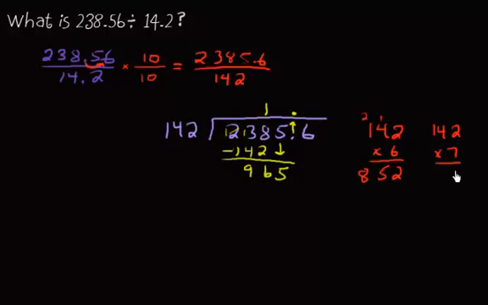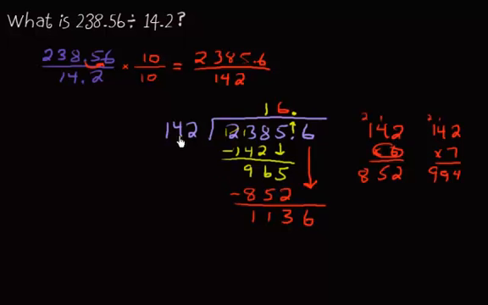So 7 times 2 is 14. Carry that 1. 7 times 4 is 28, plus 1 is 29. Carry the 2. 7 times 1 is 7, plus 2 is 9. Now 994 is too big, so it's going to be 6 times. 6 times 142, well, we already did it. It's 852. We're going to subtract, and when you subtract this, you get 113. Now, last digit, let's bring that down. That's a 6.